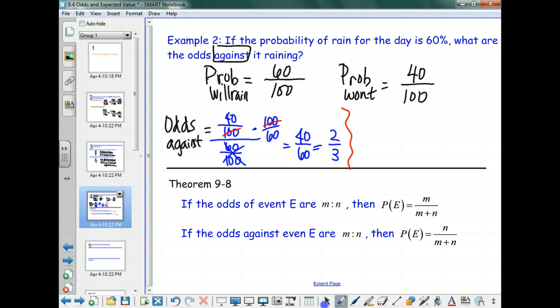The other thing you could do is you could do the odds against. You know, the odds against is supposed to be the probability that it's not going to happen over the probability that it will. And you could leave your values written in as percents. You wouldn't have to change them into fractions. So what's the probability that it will not rain? 40%, and the probability it will rain? 60.